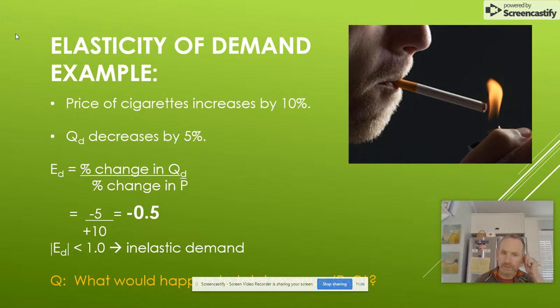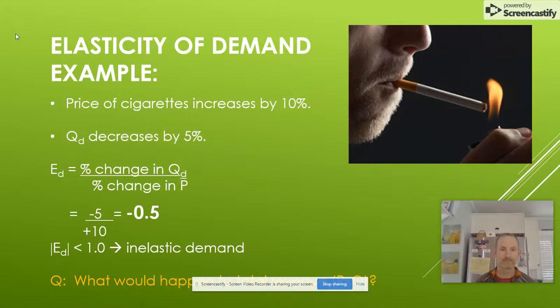Now let's look at an example. Going back to our example of cigarettes, if the price of cigarettes increases by 10%, let's just say you found some data and you found that the quantity demanded, the actual quantity of cigarettes purchased, decreased by 5%. So you plug those into our formula, E sub D, percent change in Q over percent change in P, gives you negative 0.5.